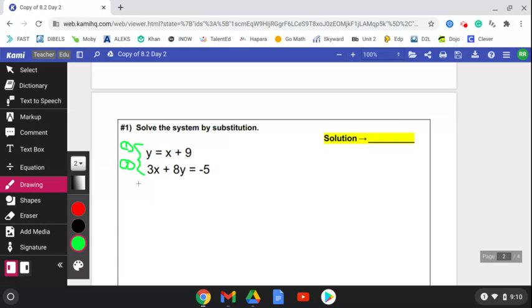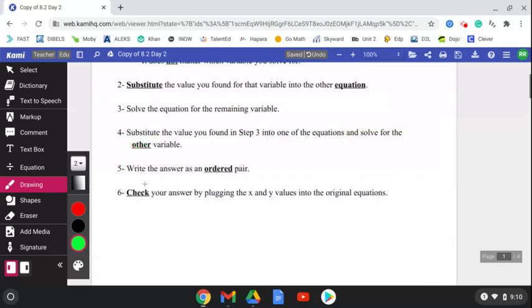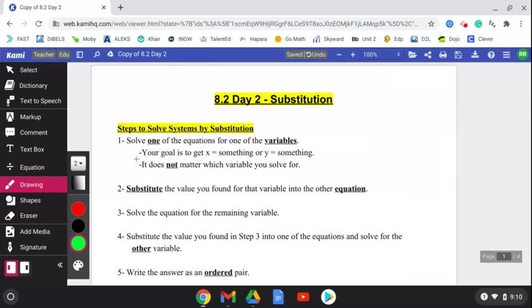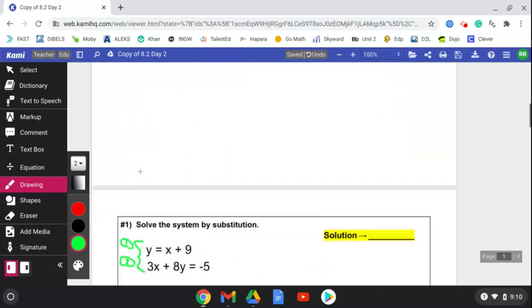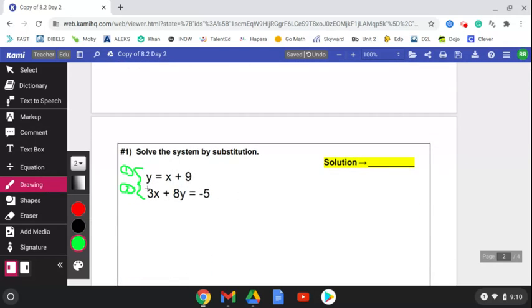The first thing we're looking for is, do we have one of the equations already solved for either x or y? Because that's our first step, right? Solve one of the equations for one of the variables. By looking at the equations, I can see that the top equation, equation 1, is already solved for y. I know that y is the same thing as x plus 9.